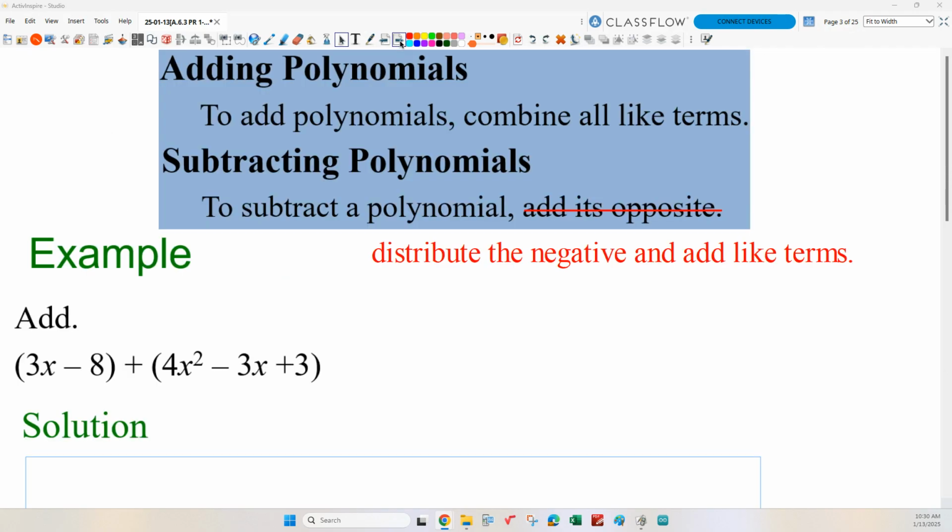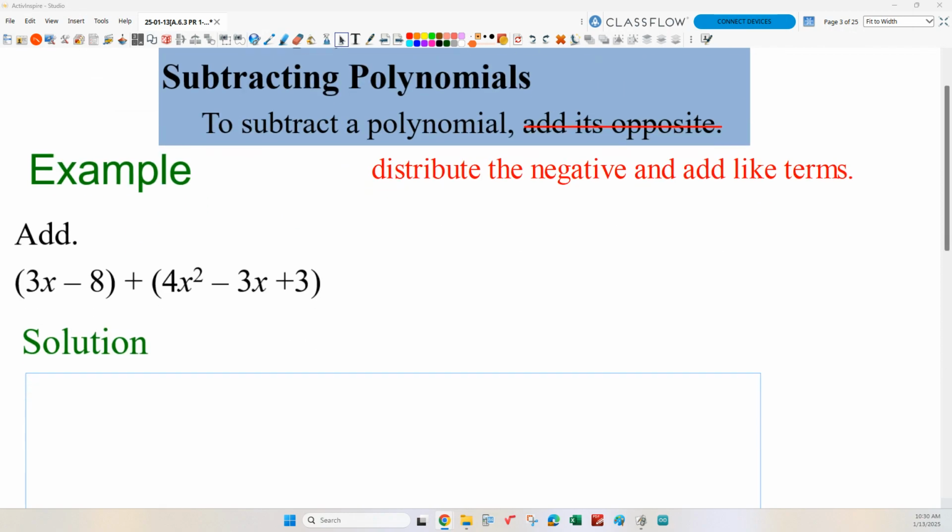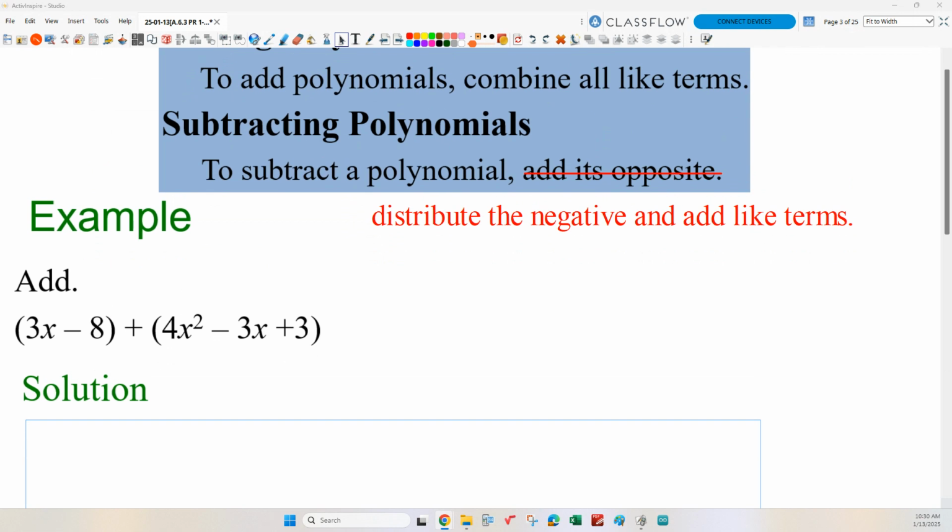Okay, so adding polynomials is the easiest thing possible. You literally just add like terms, combine like terms. That's it. When you subtract polynomials, it is just the tiniest bit harder, but insignificant. It's just as easy. All you do when you subtract polynomials is distribute the negative signs and then combine like terms.